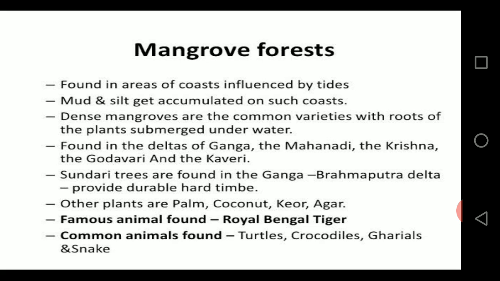Where do you find them in India? Deltas of river Ganga. Delta is the ending point of the river where the river goes and meets the ocean. At these places we generally find the mangrove type of forest. So deltas of river Ganga, Mahanadi, Krishna, Godavari, Kaveri. These are the rivers wherever they meet an ocean, you find the mangrove forest.